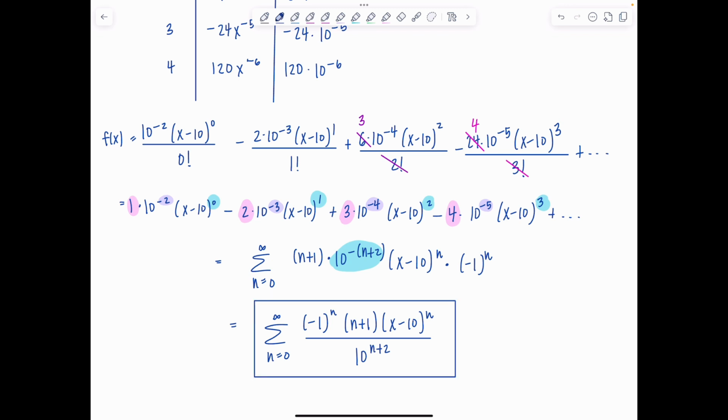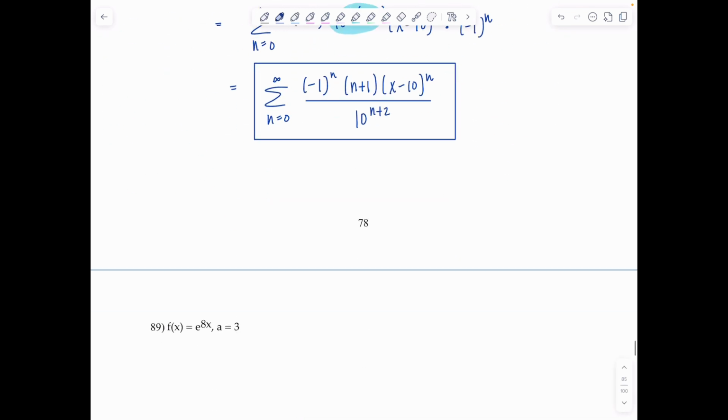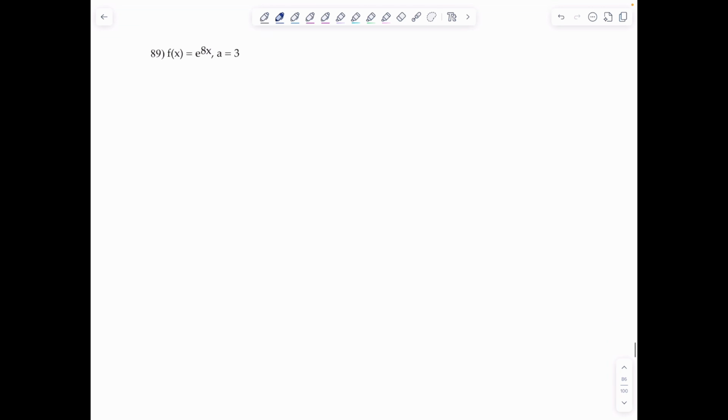Okay, I think that's the messiest one we've done. If you saw the pattern and you could do that one, you are in business. I got one more Taylor series for you guys. This one's going to be a little bit nicer, actually.